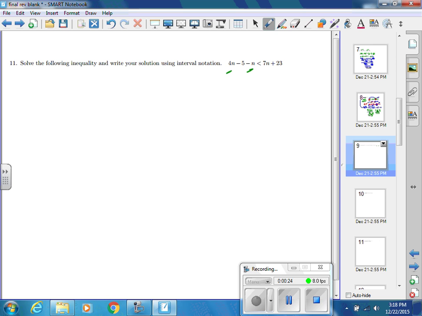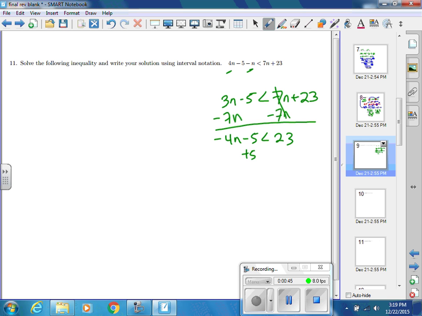So 4n minus n will give me 3n minus 5, and it's less than 7n plus 23. Now I'm going to start solving. I always like to have my variables on the left-hand side, so I'm going to move the 7n over here. This gives me minus 4n minus 5 is less than 23 plus 5. Cancel, and then plus 5. Minus 4n is less than 28.